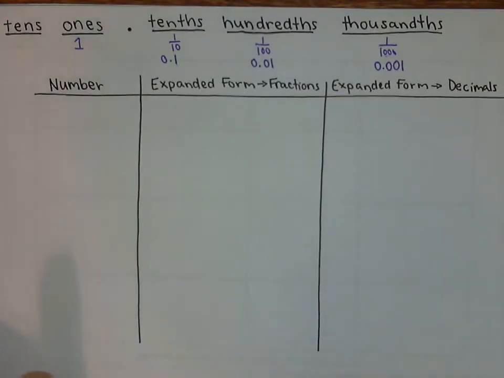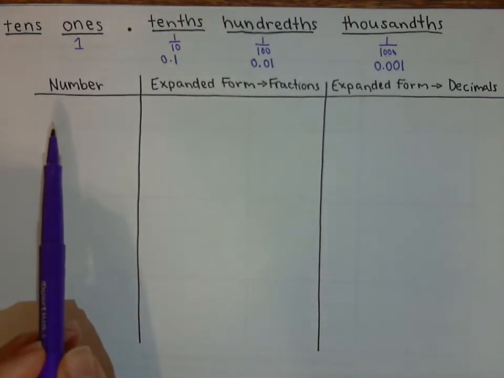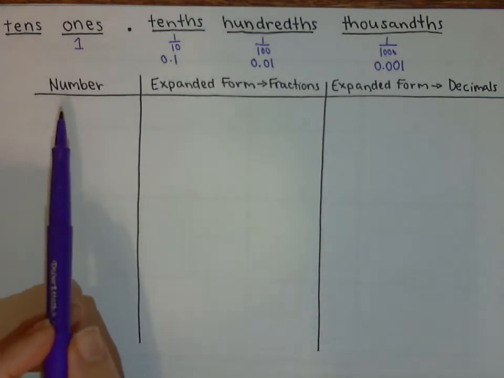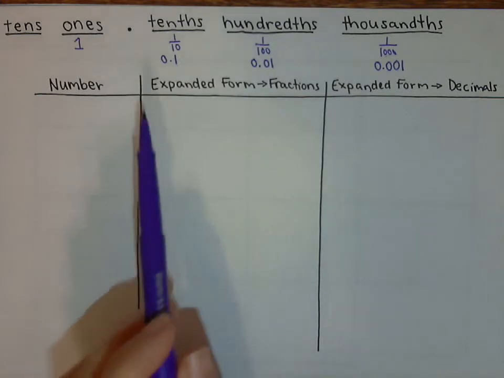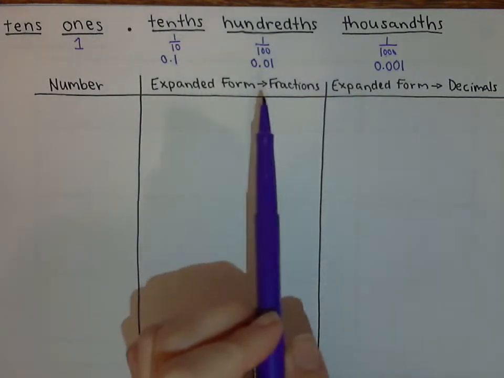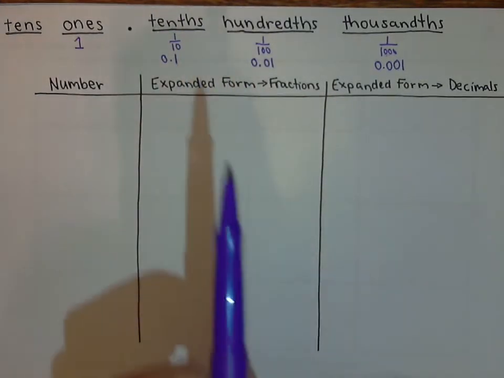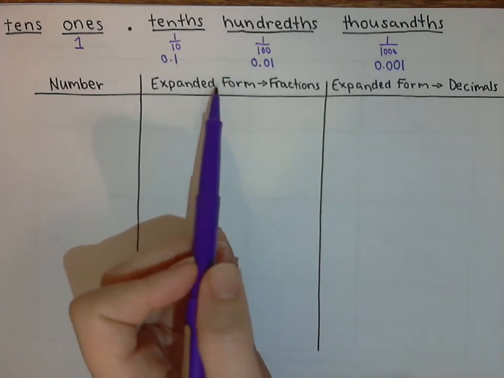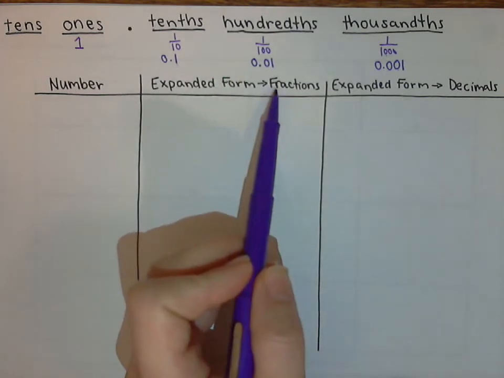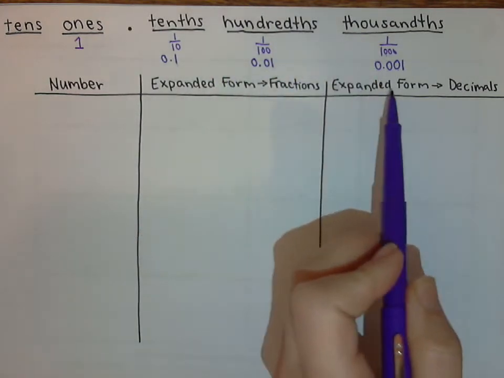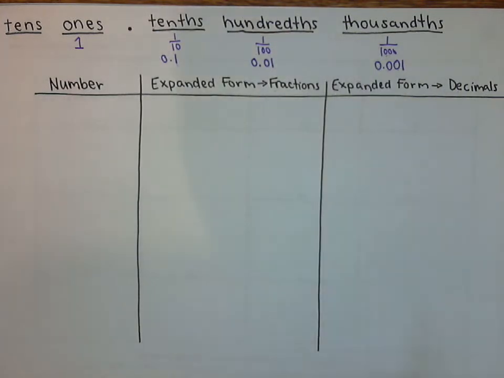Okay, but today we're going to be exploring writing decimals. Remember, they come in powers of 10, writing numbers in expanded form. And we're actually going to take a look at writing it in a couple different ways. We're going to look at writing expanded form using fractions and expanded form using decimals. So let's go ahead and get started.